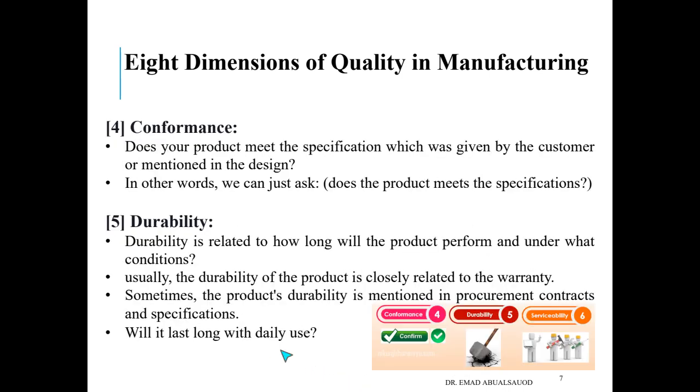Again, for manufacturing, we have the conformance. Does your product meet the specification which was given by the customer? Now here we are very specific, not the performance. The performance is that it's working and operating. The features are what you add to the product to give it more added value. The conformance is the specification, the exact.